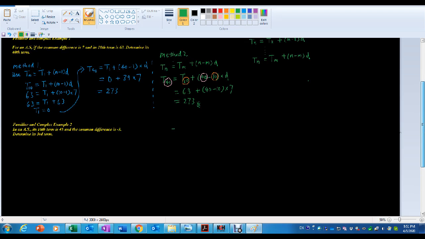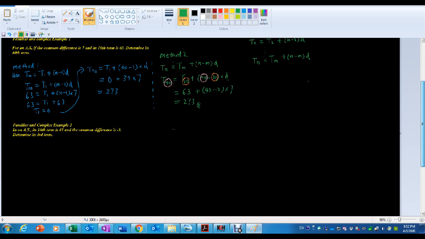Let's do one more. This time we're given a term which comes much later, and you need to find a term which appears much earlier. So let's see this example.